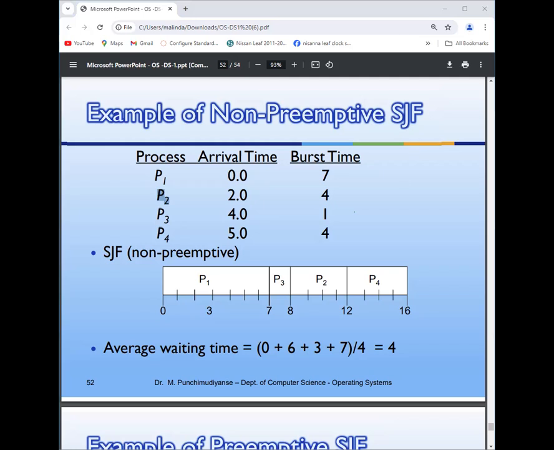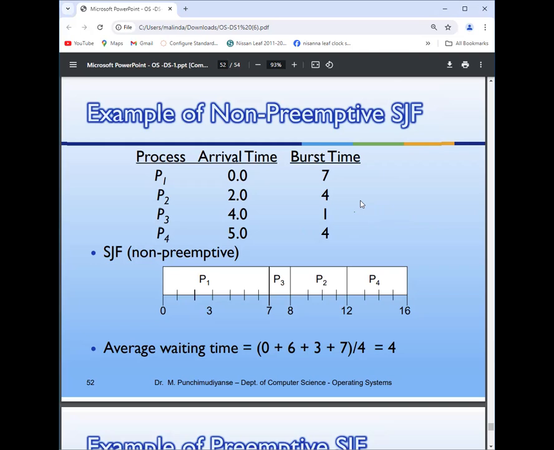When you ask questions, ask them in the everyone mode, then others will also get to know the question. One student is asking me about non-preemptive, like first come first served. Actually, when the burst times are equal, non-preemptive turns into first come first served.